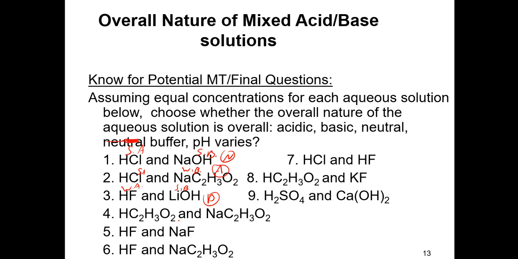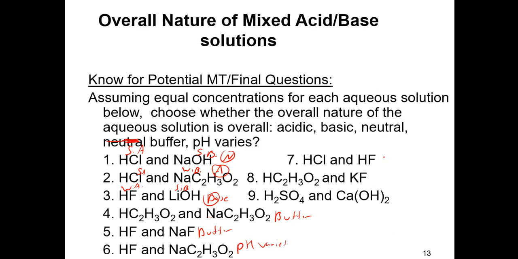Here we have, oh look, same conjugate pairs for a weak acid, weak base. This is going to be a buffer. By the way, I should write base here. Hydrofluoric acid, sodium fluoride, that's another buffer. And then hydrofluoric acid, sodium acetate, different conjugates even though they're both weak. And therefore this is going to be pH varies.